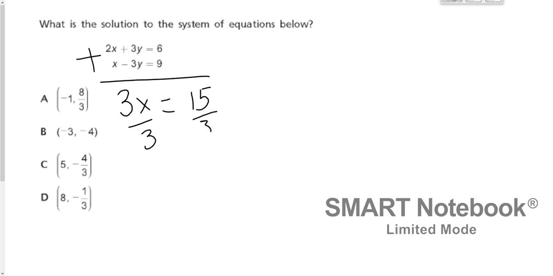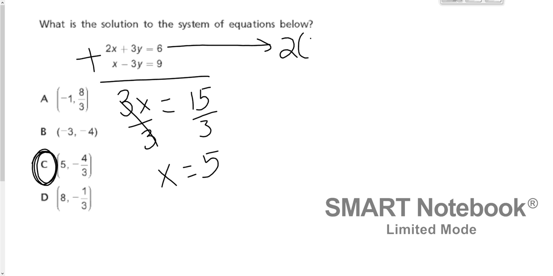Divide both sides by 3, x equals 5. Now I could stop here because if I look at the choices, only one of them has an x value of 5, but I should make sure that it's correct. So I take one of the equations and I rewrite it, but I replace the x with a 5 because I know that x is 5 now. And now I have to solve this equation.